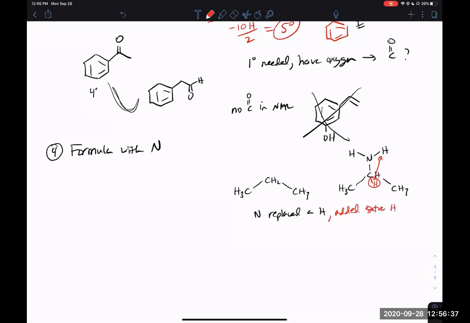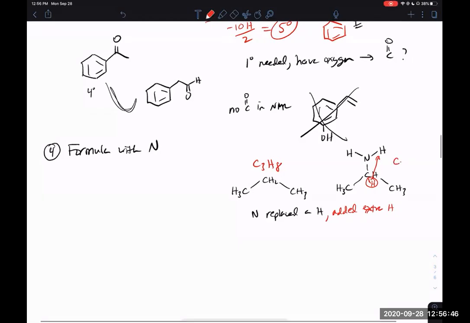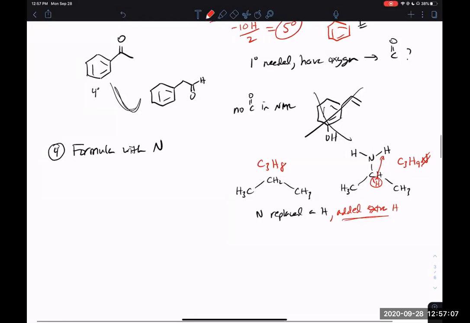So if I look at my count, propane was C3H8, right? When I stuck this nitrogen on, it became C3H9N. So I can't just ignore the nitrogen, right? If I drop it out, I still have too many hydrogens because I added that extra one. So you have to drop it out and subtract a hydrogen.